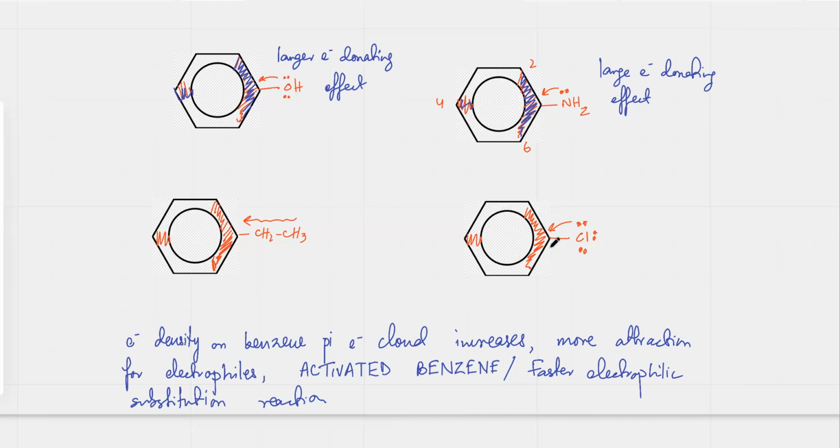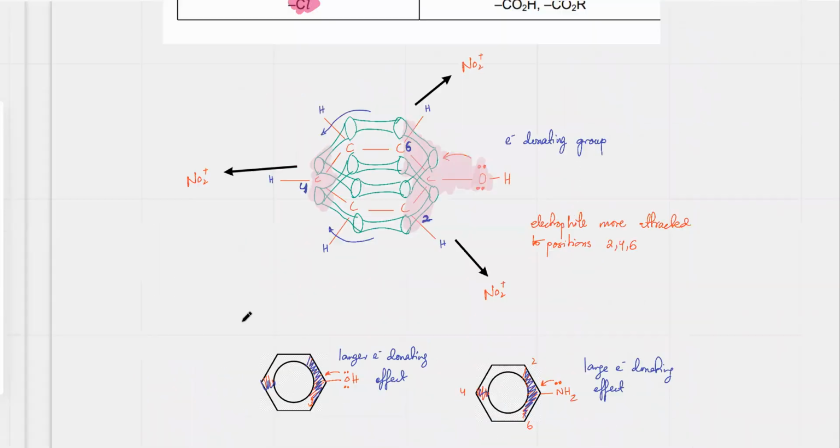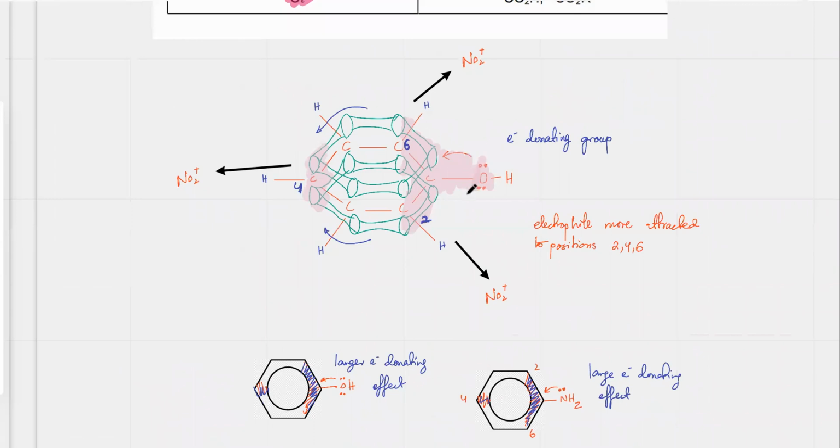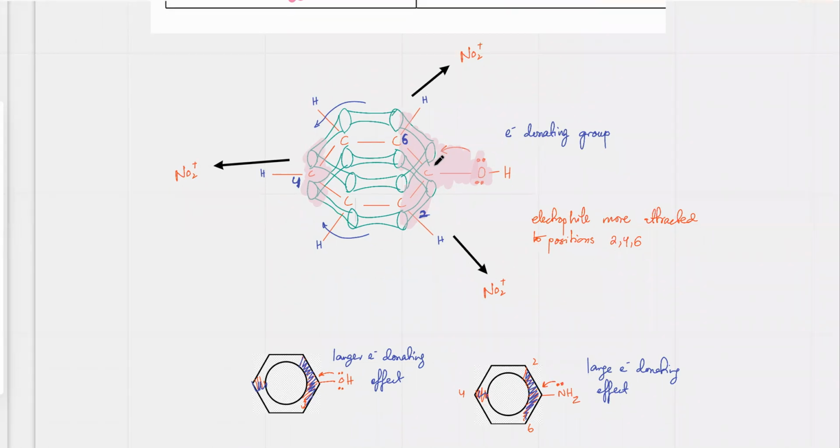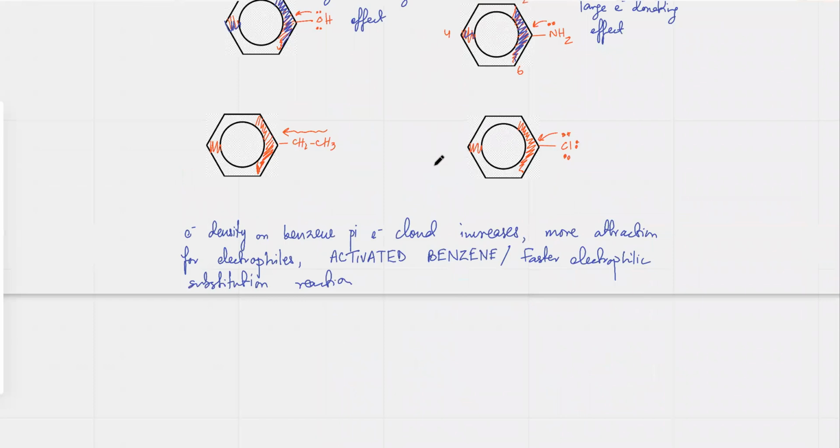So the net push of electrons onto the benzene pi electron cloud would be very slight. Electron density on the benzene pi electron cloud increases, which results in more attraction for electrophiles. Electrophiles are going to be very strongly attracted because the benzene now has a lot more electrons. The negative charge is a lot stronger. So any electrophilic reaction, whether it's bromination or alkylation or acylation or nitration, is going to be faster. This is known as an activated benzene. There's going to be a faster electrophilic substitution reaction because the electrophile would be very strongly attracted to it.